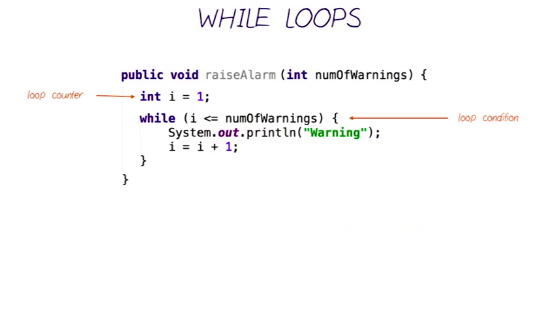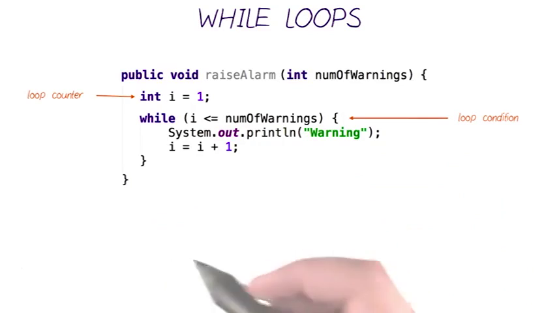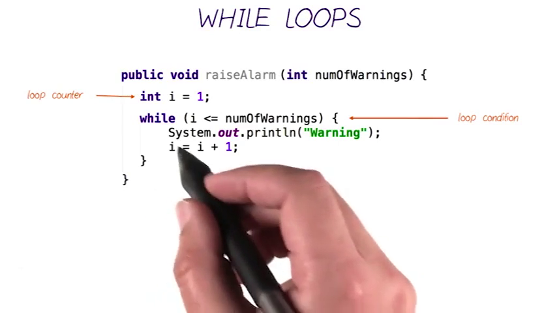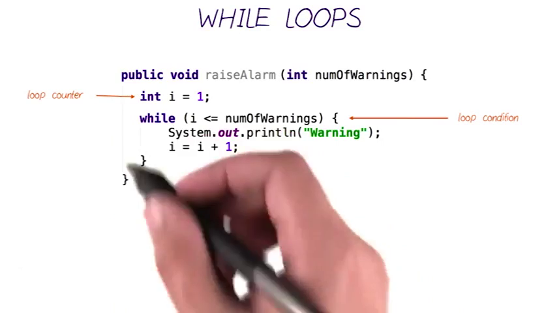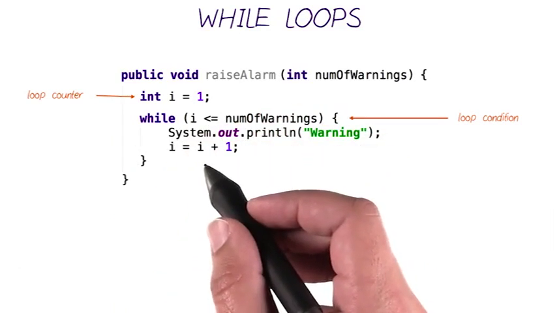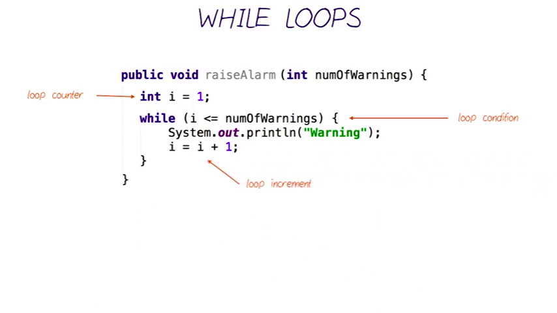The last thing we need to do is to keep track of the number of iterations that we've done. This is done by updating our loop counter i by adding 1 to it inside our loop. So each iteration, our i increases by 1. This statement here is called the loop increment.